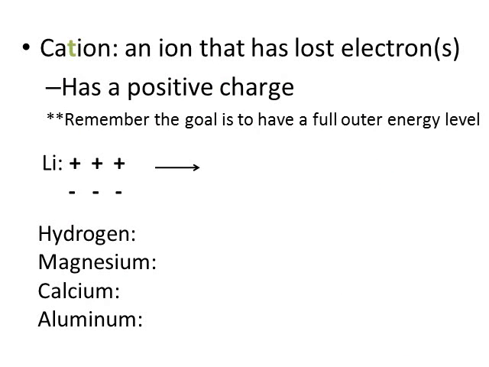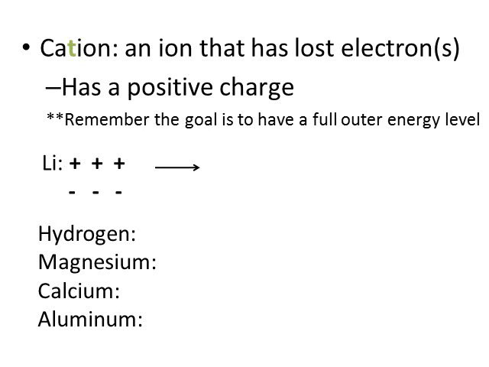Ionic bonds form when electrons are transferred. The transferring of an electron forms either a cation or an anion. Cations are positively charged atoms that have lost electrons. The way I remember that is, if you'll notice the T in cation, which I've highlighted in green, it also forms a positive charge symbol. So T and cation for positive charge. Remember, the ultimate goal is to have a full outer energy level.